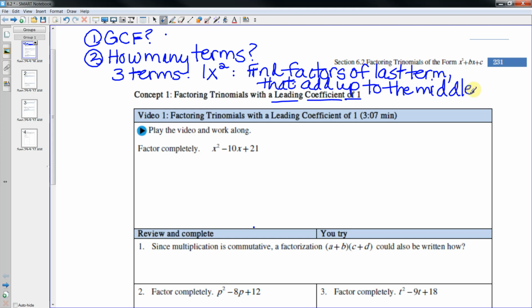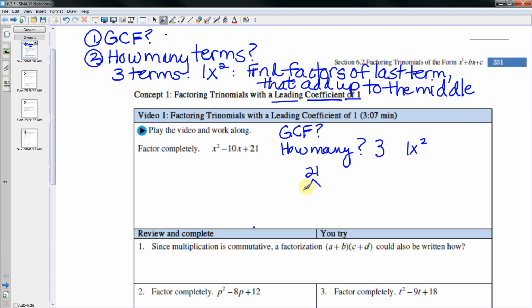So I go through here and I'll look and I'll say, okay, I see a factoring problem. Do I have a GCF? So I've got x squared minus 10x plus 21. There is not a greatest common factor to take out. I've got how many terms? And I've got 3, and I have a 1x squared. So that means I'm going to find factors of 21 that add up to a negative 10.